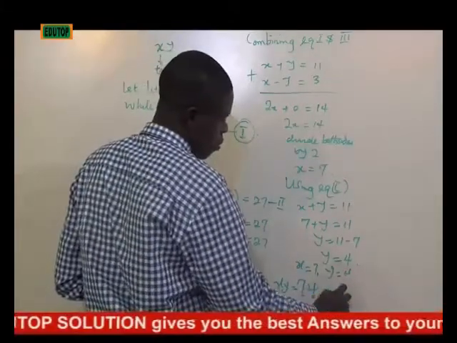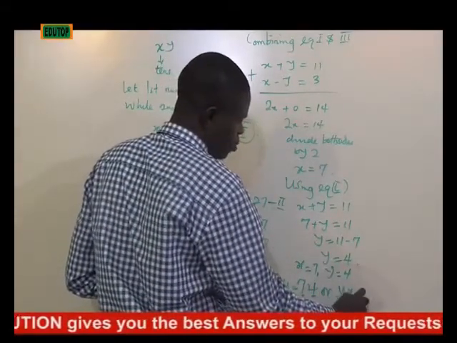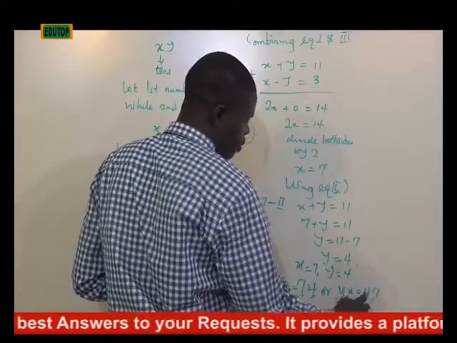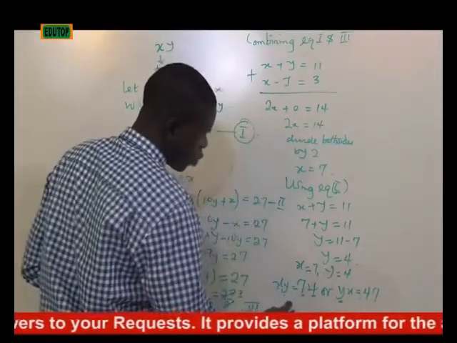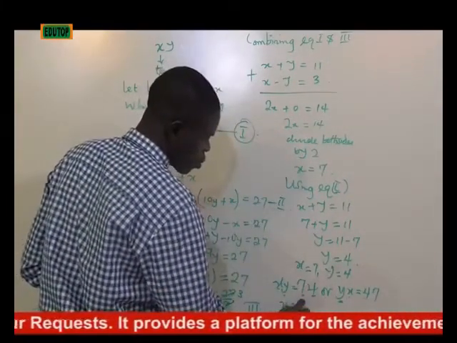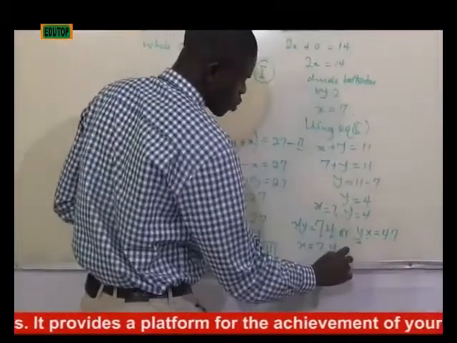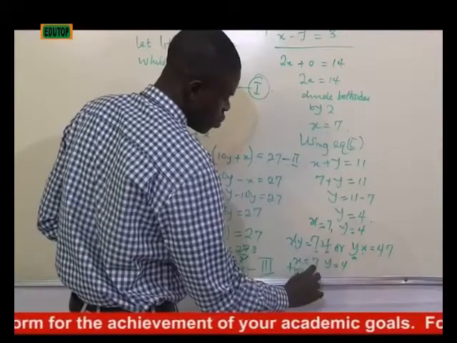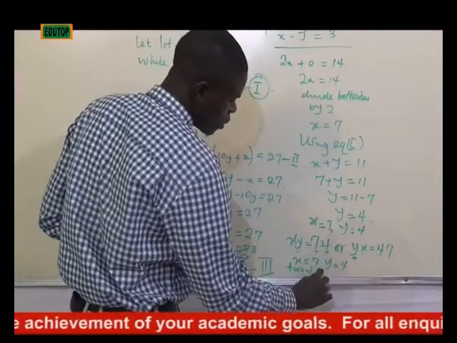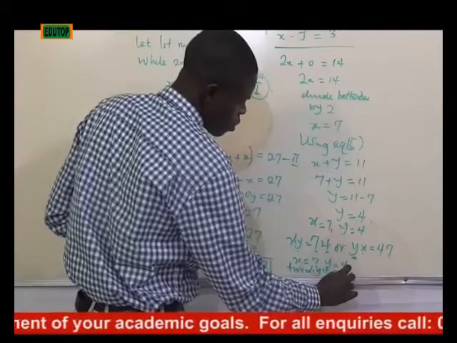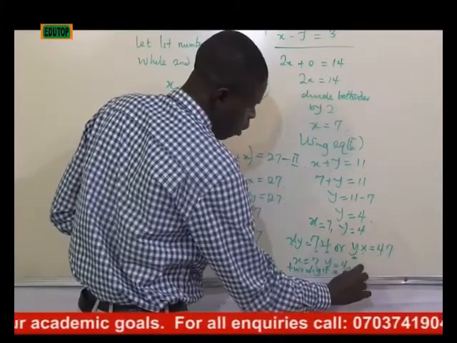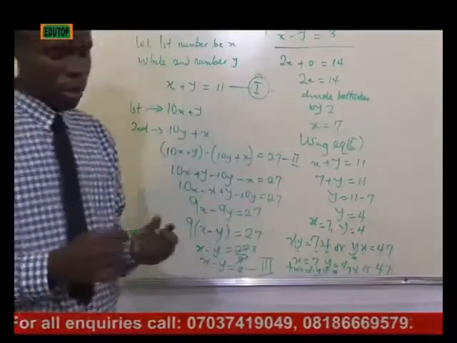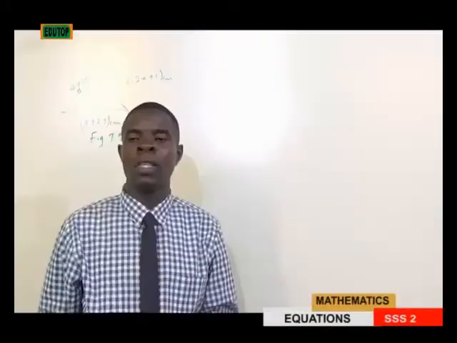So x in the position of x is 7, y in the position of y is 4. Or yx, then it should be 47. That's y in the first position, 4, then x. So your x is equal to 7, your y equals 4. And the two-digit number is equal to 74 or 47. That is the answer.